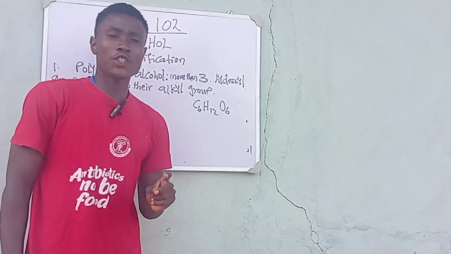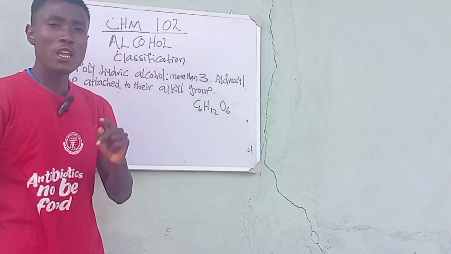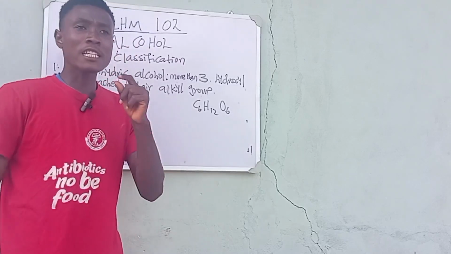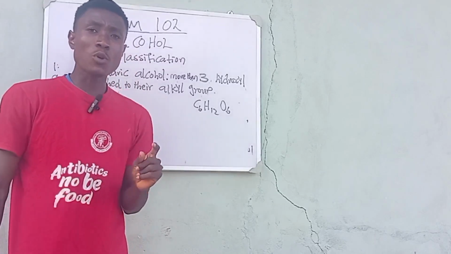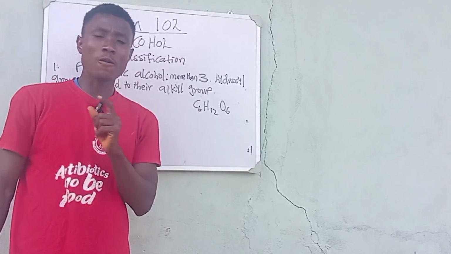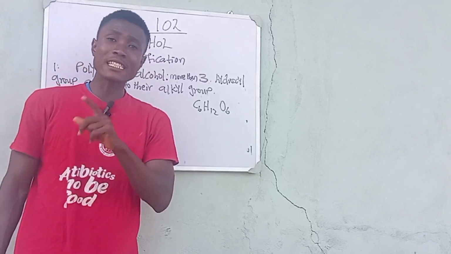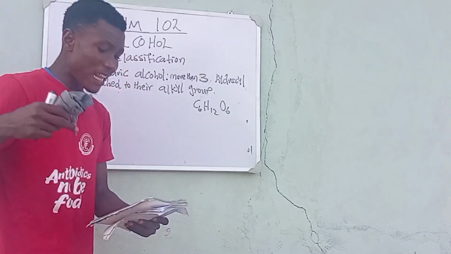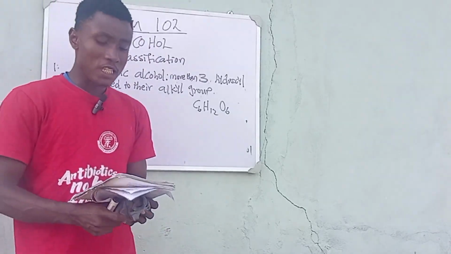Example of a trihydric alcohol is glycerol, which is propane-1,2,3-triol. Example of a dihydric alcohol is the glycol, that is ethane-1,2-diol.